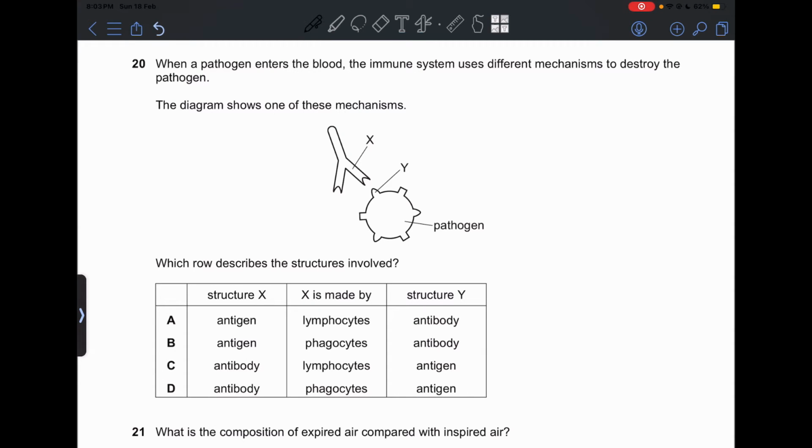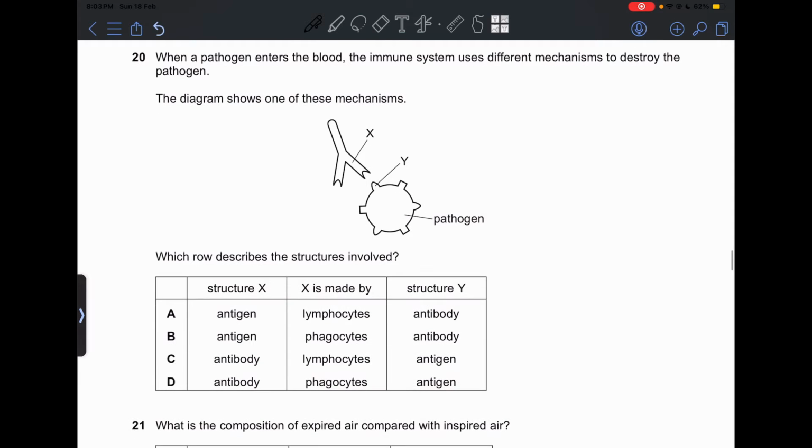20. When a pathogen enters the blood, the immune system uses different mechanisms to destroy the pathogen. The diagram shows one of these mechanisms. Which row describes the structures involved? So actually X is going to be over here. This one demonstrates an antibody, and Y is actually the antigen. So the X is actually made by lymphocytes, as I just said in a previous question. So our answer is going to be C.